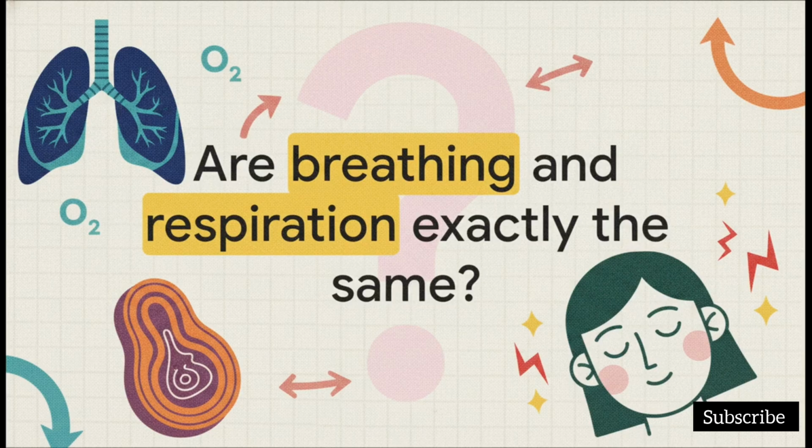In our previous explainers, we talked all about how food gets digested and absorbed into the blood. But what actually happens to that absorbed food? If food gives us energy, how exactly does the body get that energy out of it?